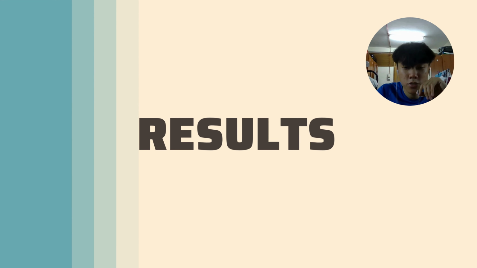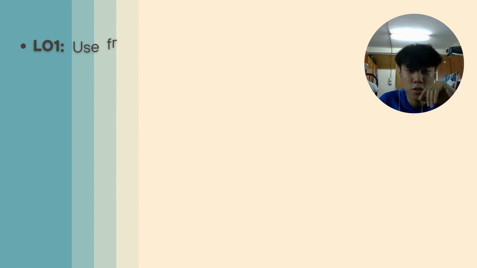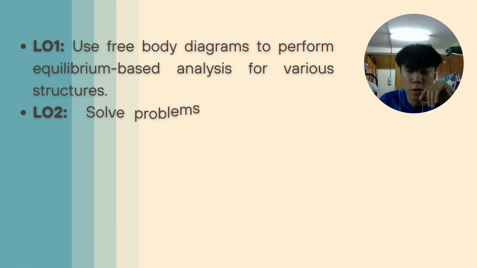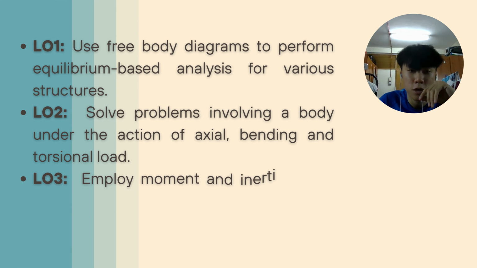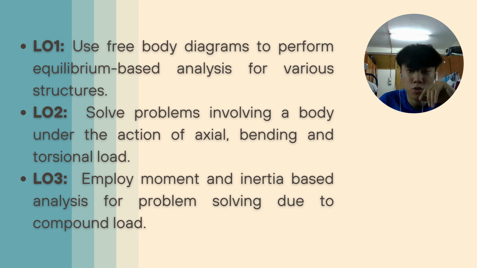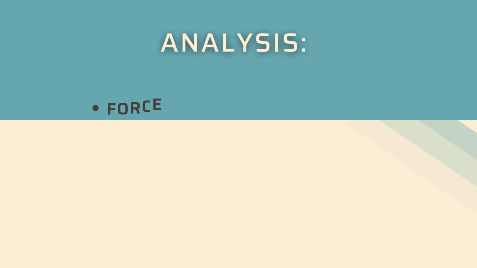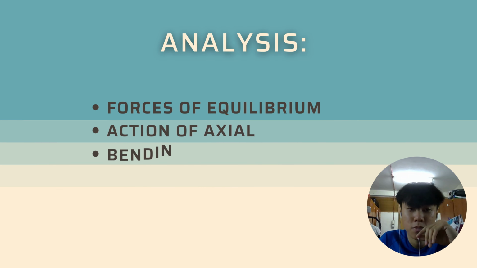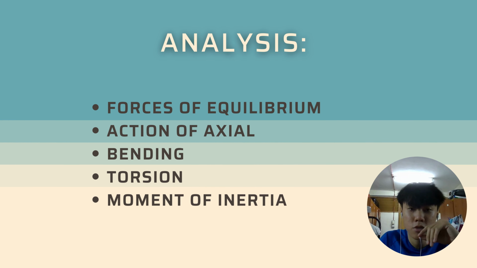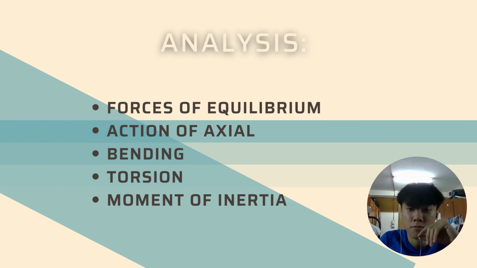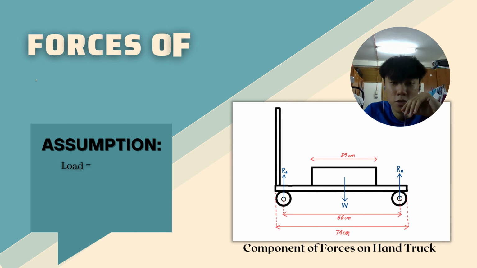Let's enter the results section. The objective of this assignment is to identify a biomedical device that includes learning outcome 1 until learning outcome 3. The results section includes forces of equilibrium, action of axial, bending, torsion, and moment of inertia. The first part is the force of equilibrium.